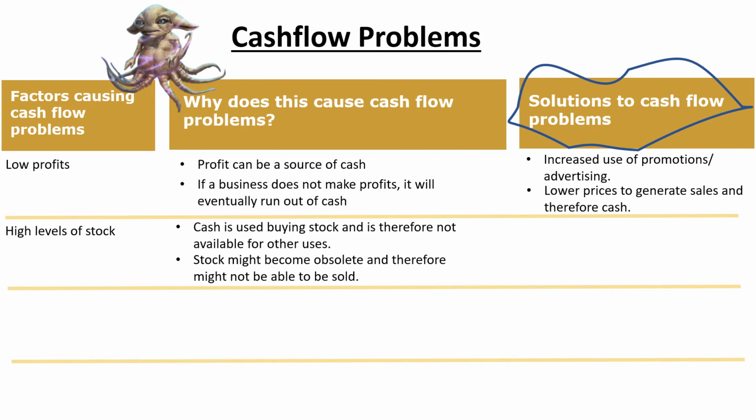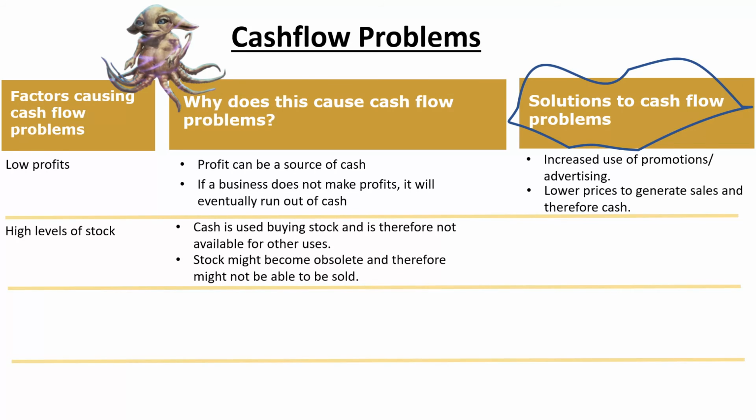So here are the solutions to the high levels of stock. You could, one, buy lower volumes of stock and have a just in time, so you need new pencils for your stationery shop next week, so you just buy pencils, you don't worry about the rulers and the scissors. And you can delay payments to suppliers. Now that doesn't mean you're sneaky and you don't pay stuff back.